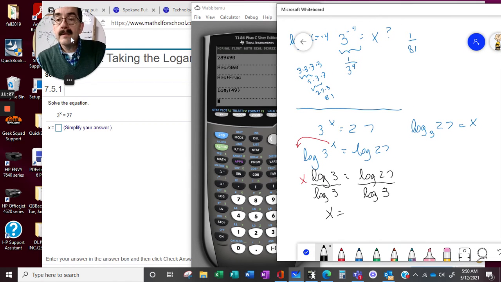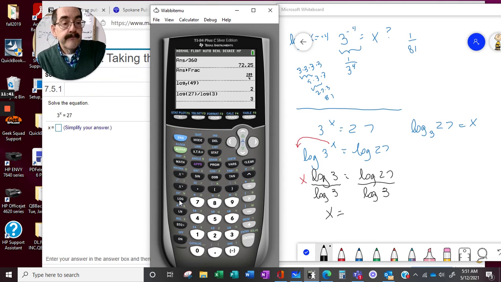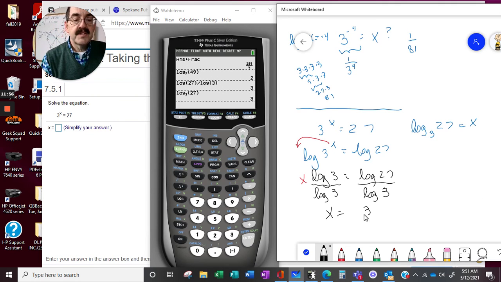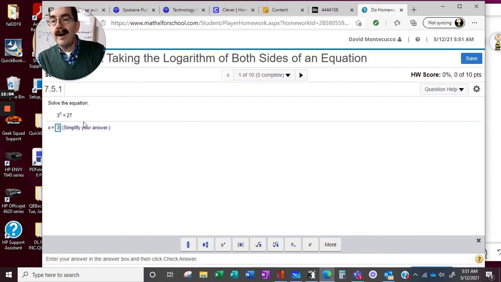Let's do that. Get me out of the way. Log 27 close divide by log 3 close. Boom. Now, math. Log base 3 of 27 equals 3. Okay? So our answer is 3. And some of you probably didn't even need to do this because 3 to what exponent is 27? 3. All right. So we'll spend more time on that next week.